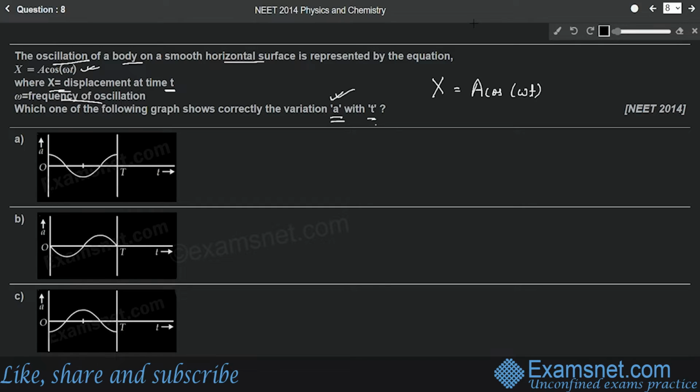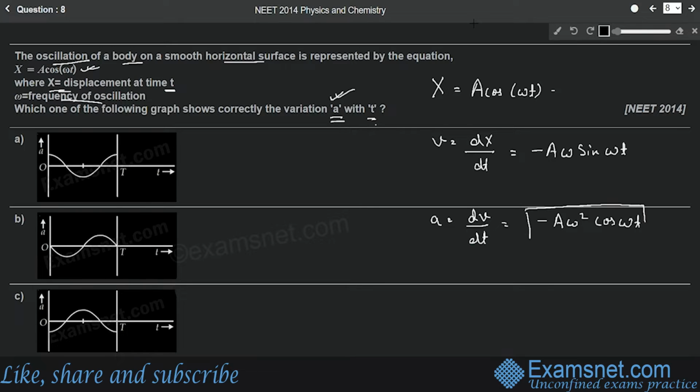So if displacement is x, what will be the velocity? It will be dx by dt, the differentiation of the displacement. So that will be equal to minus a omega sine omega t. Okay, and acceleration will be equal to the differentiation of velocity, dv by dt. So that will be equal to minus a omega square cos omega t.